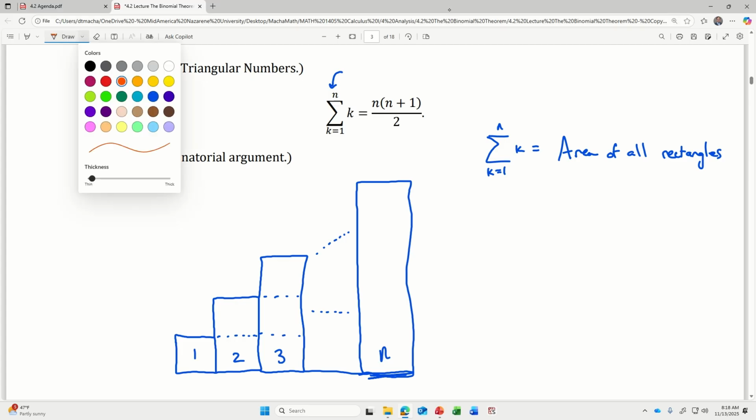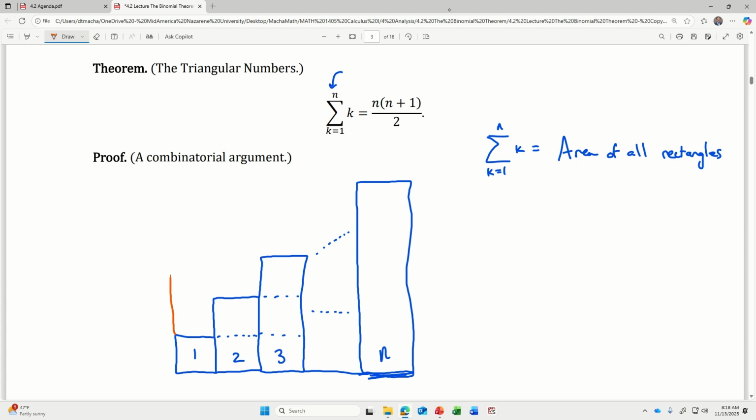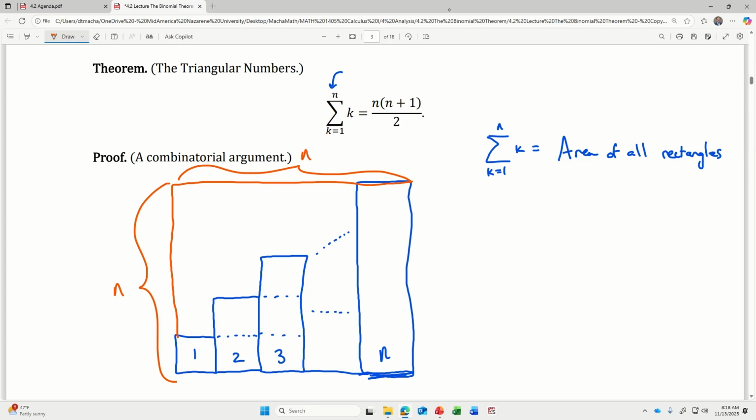And so the trick here is to say, well, what if I complete this square here? Because there's n rectangles, and the tallest rectangle has a height of n. And so this square has this side length, n, and this side length, n, right? So for my orange area, that's going to be n squared.